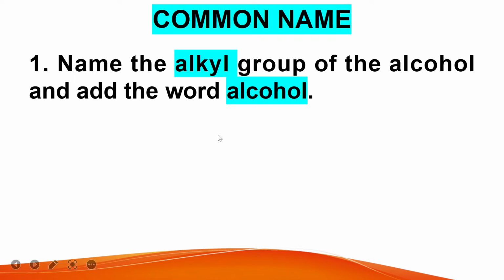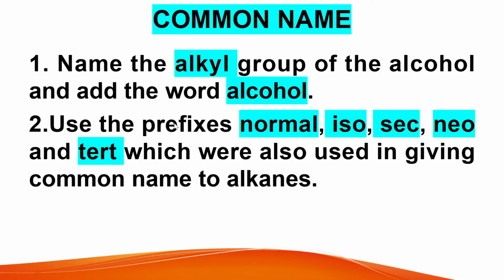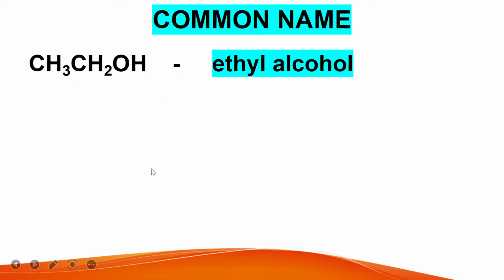Now, let us discuss the rules in giving common names to alcohols. 1. Name the alkyl group of the alcohol and add the word alcohol. 2. Use the prefixes normal, iso, sec, neo, and tert, which were also used in giving common names to alkanes. Now, let us have some examples.